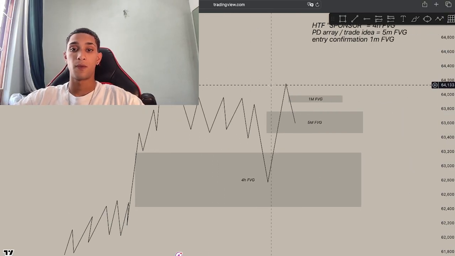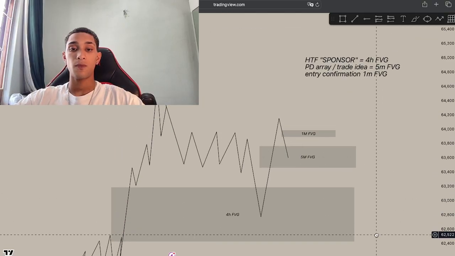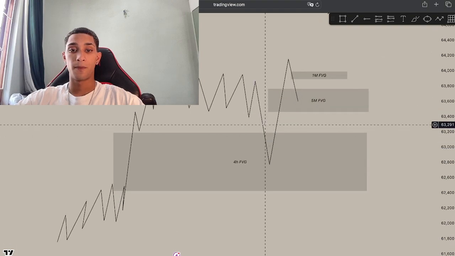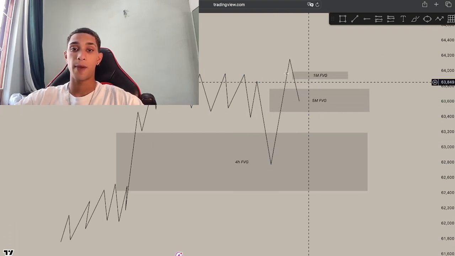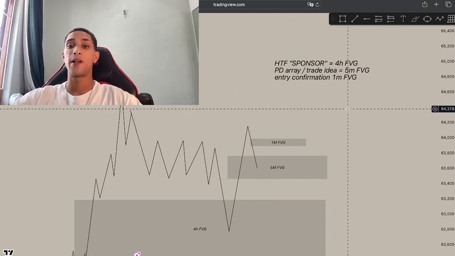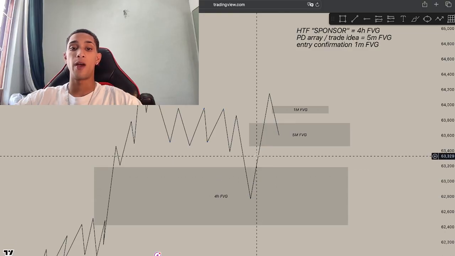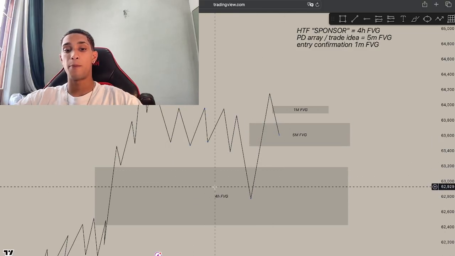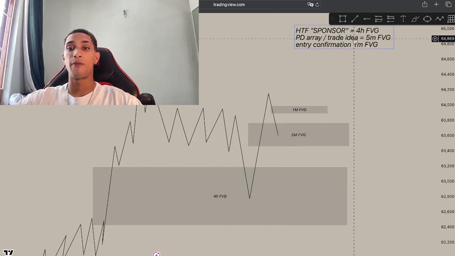Okay. Here's our fair value gap. We have tapped, we've come into here, and we have tapped and respected a bullish 4-hour fair value gap. That is going to be responsible for our move, and we know that after a bullish fair value gap gets tapped, we're going to be pushing higher on the 4-hour time frame.